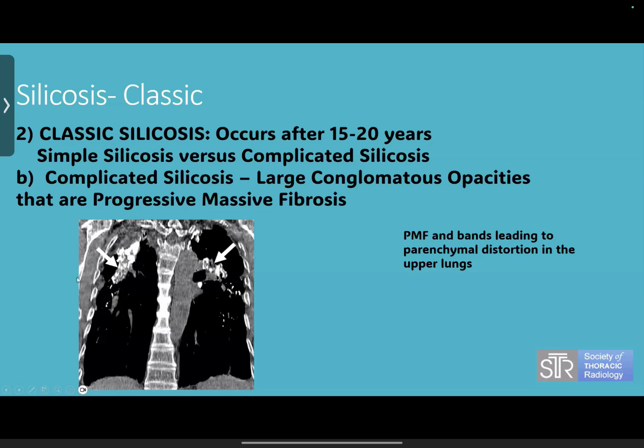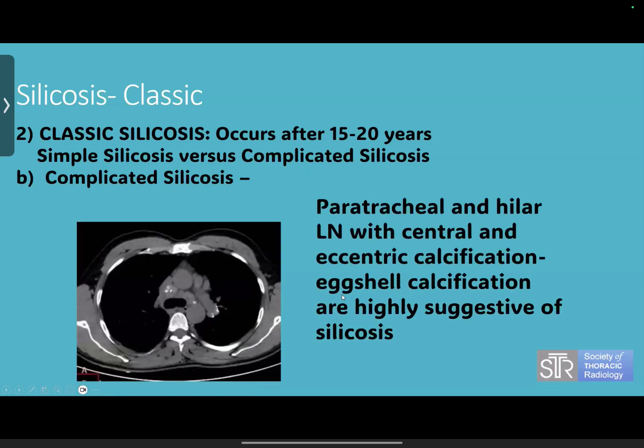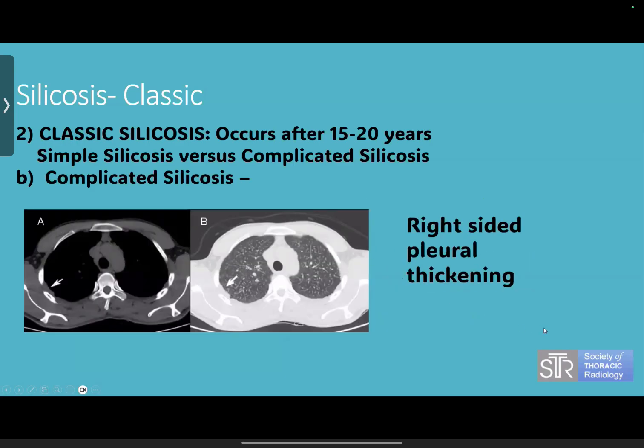Again, here you can see the progressive massive fibrosis with bands leading to parenchymal distortion of the upper lobes. There's a lot of calcification in this area. Another thing we should also look out for is paratracheal and hilar lymph nodes with central calcifications, which we might call eggshell calcifications, highly suggestive of silicosis. Here we have right-sided pleural thickening with all these nodularities.